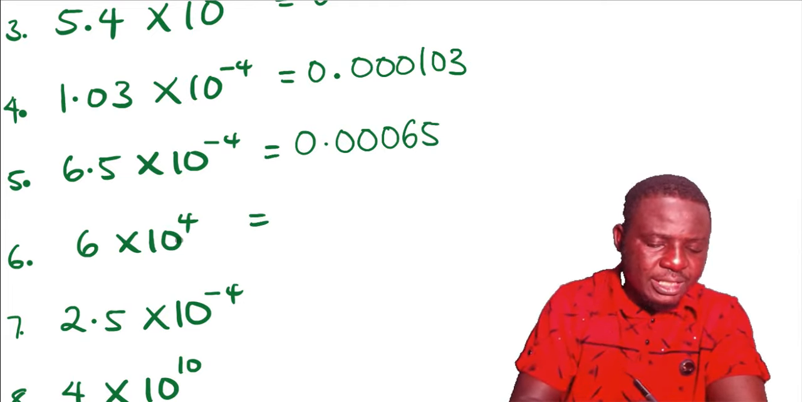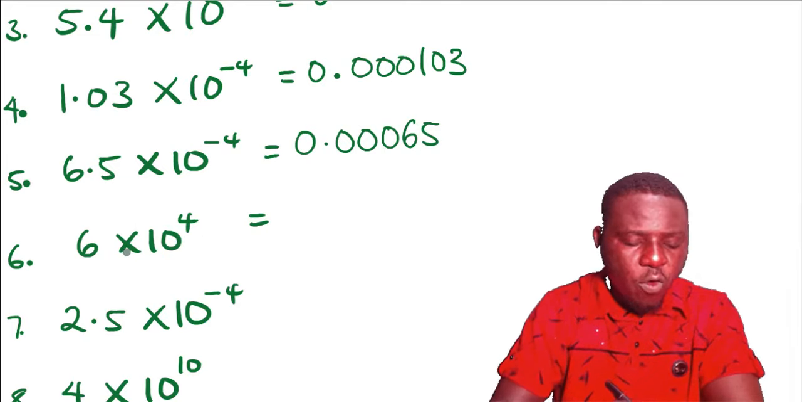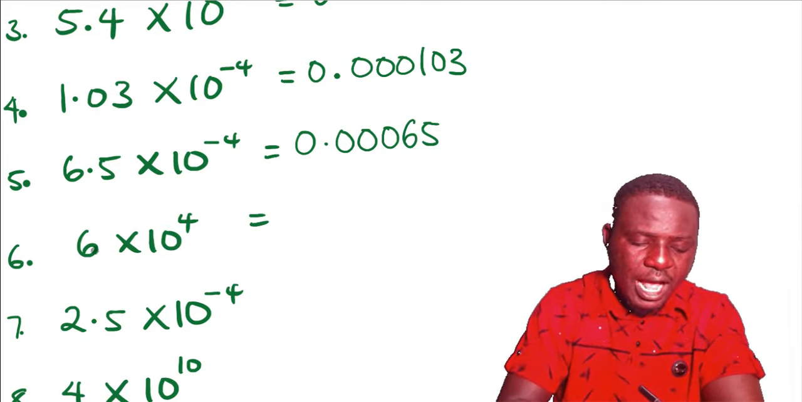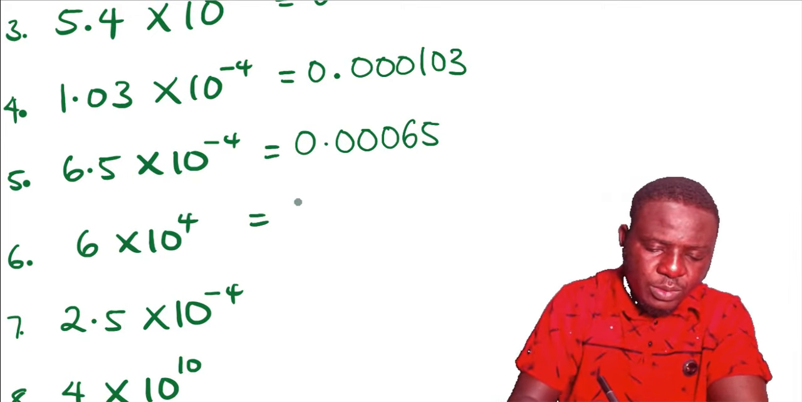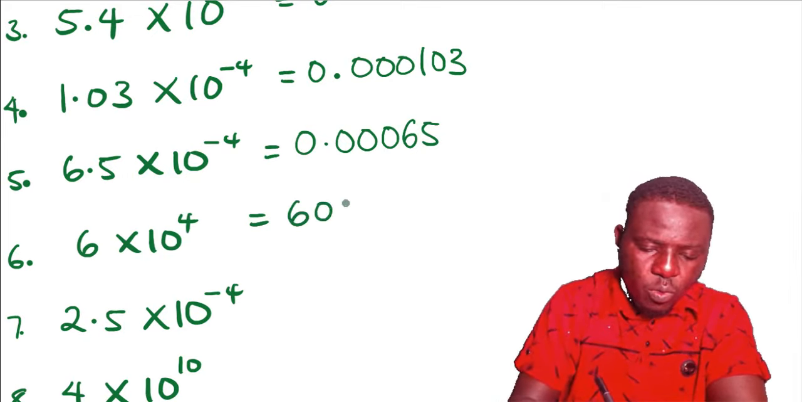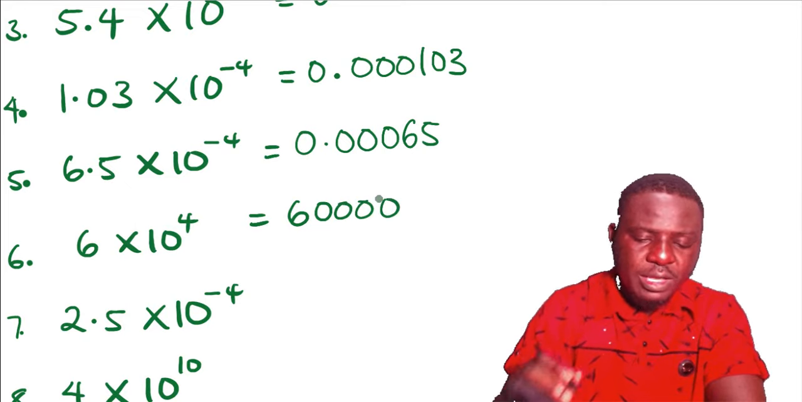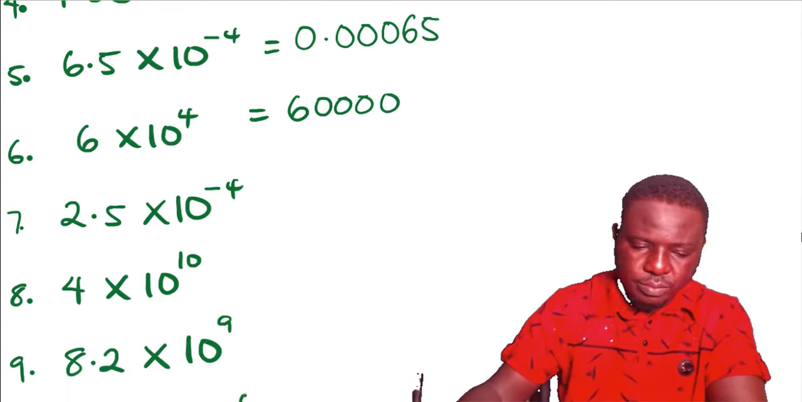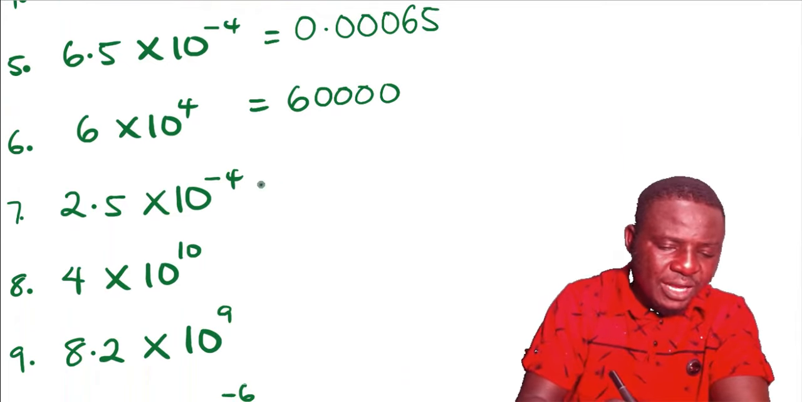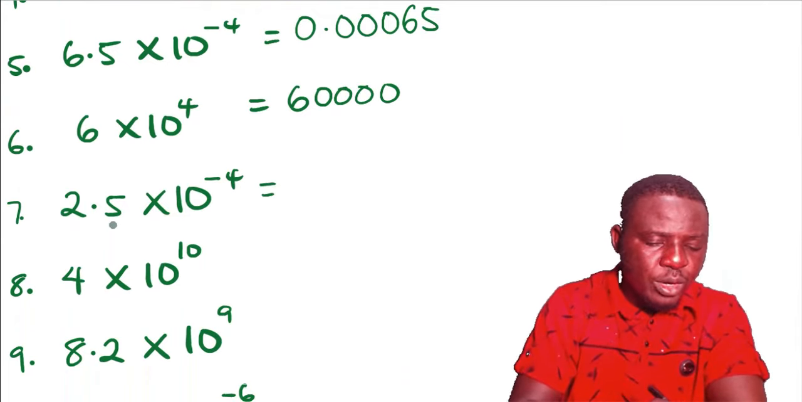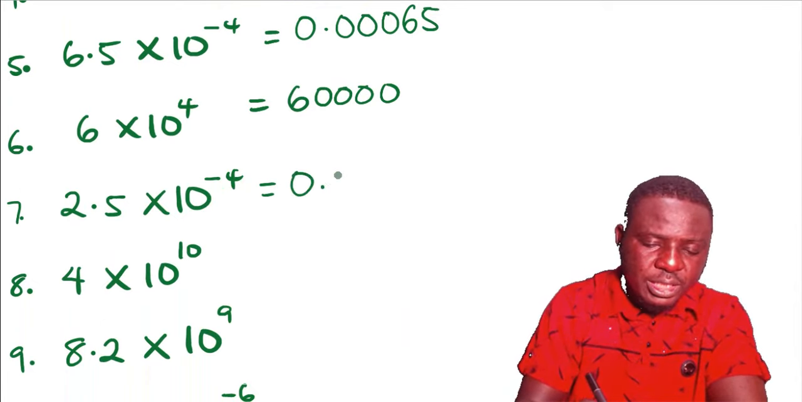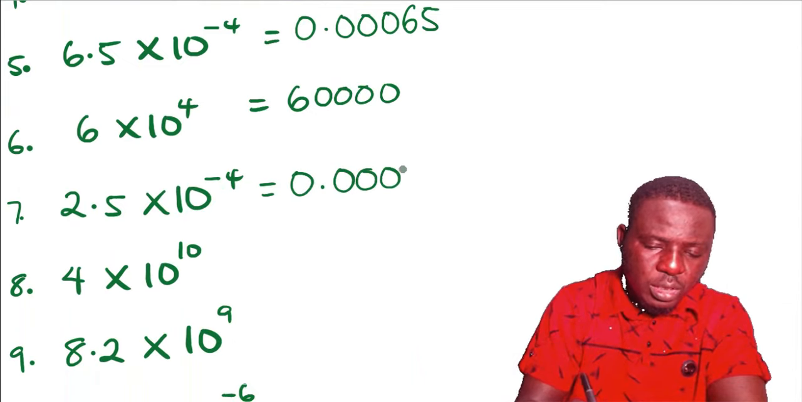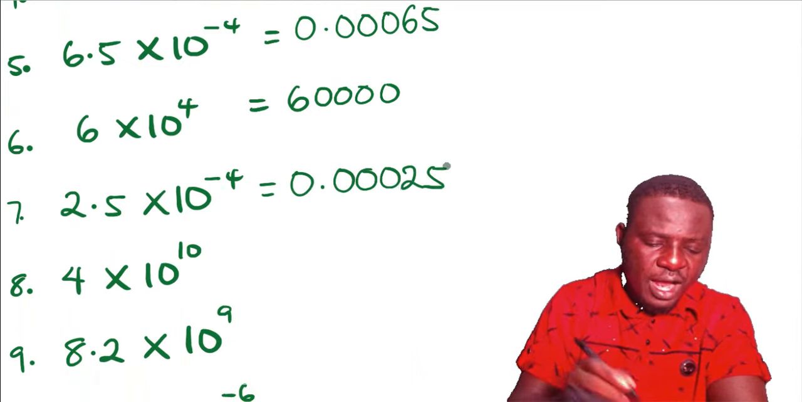While for this, it is 6 times 10 raised to the power of 4. Adding 4 zeros after this, because this is positive, moving to your right, this becomes 6, 1, 2, 3, 4. That is 60,000. Number 7 says 2.5 times 10 raised to the power of minus 4. So this is going to be 0.0002 5, 3 zeros before 2, 1, 2, 3, 2 and 5.